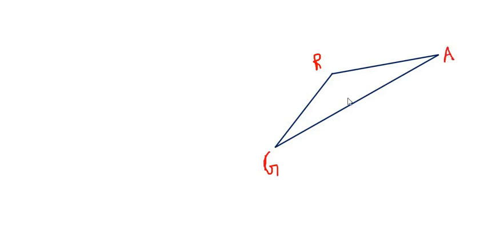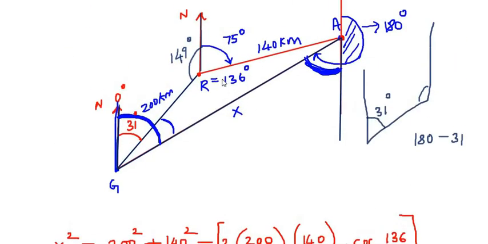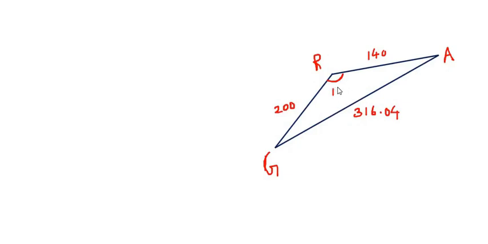Something like this, and this, and we had R here, and we had Geneva here, and we had the airplane here, and here it had traveled for 200 kilometers. Here it had traveled for 140 kilometers, 316.04. And we had got the angle R as 136 degrees. So 136 degrees. So this is the angle we need to find out.